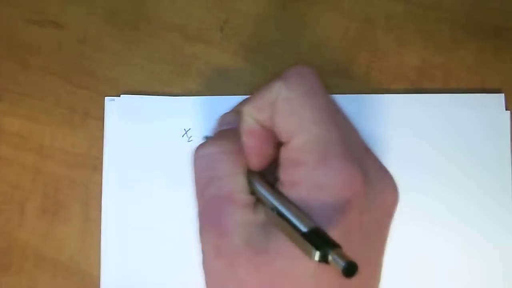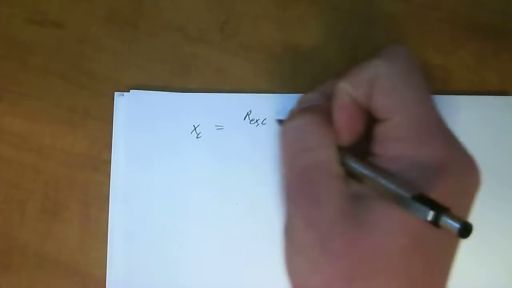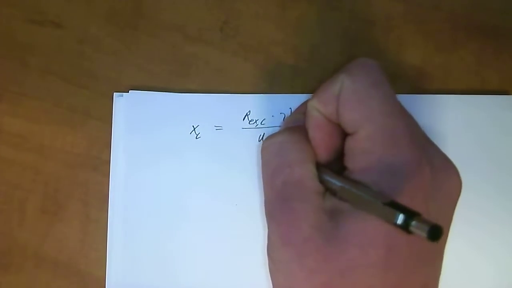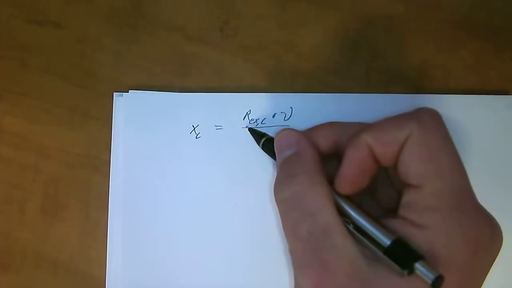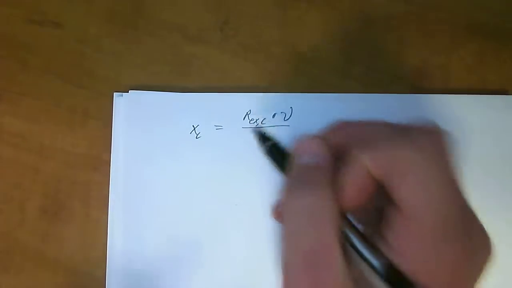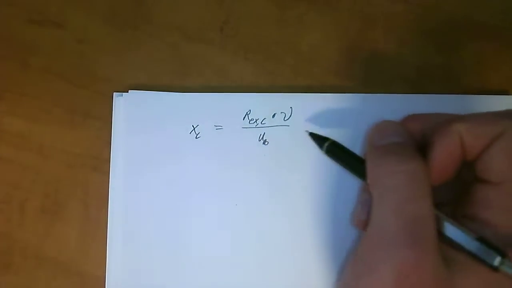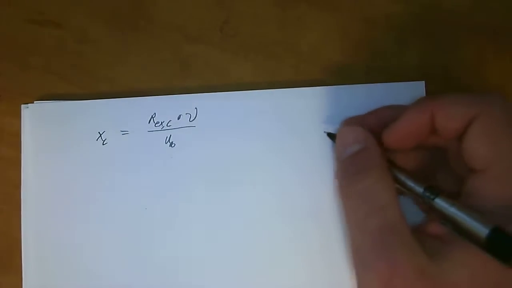So solving this problem, we're going to use the equation x_c equals Re_x,c times ν, all over u infinity, which is the velocity at infinity. It's kind of a weird notation, but it is. Re_x,c is the critical Reynolds number of transition, which in our case is 5 times 10 to the fifth.